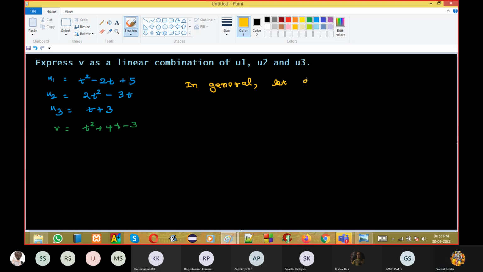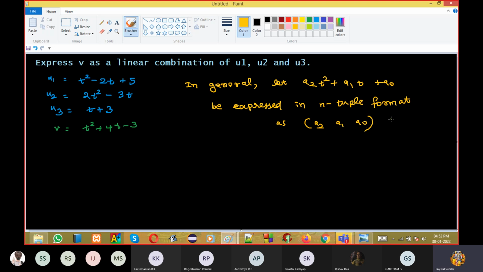In general, let a2 t squared plus a1 t plus a0 be expressed in n-tuple format as (a2, a1, a0). See, it's not compulsory writing. You can also write (a0, a1, a2). So don't worry about this order. Any order you can write. Not compulsory. Any order you want to write.